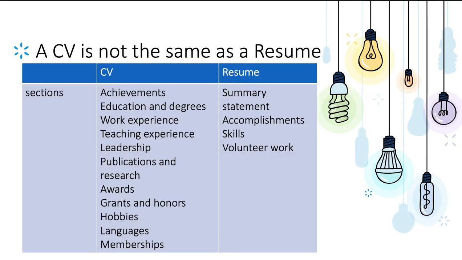A CV has many sections: achievements, education and degrees, work experience, teaching experience, leadership, publications and research, awards, grants and honors, hobbies, languages, memberships, many sections, which we're going to talk about in detail. The resume, usually it's a summary. It starts with a statement highlighting your skills, your accomplishments, some volunteer work. It's shorter, it's directed toward the job. A CV is directed toward medical positions, residency, and academic positions.